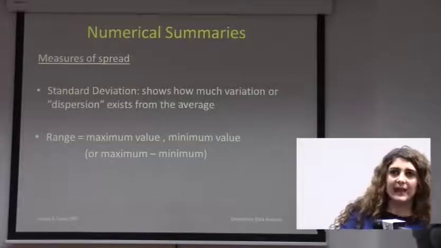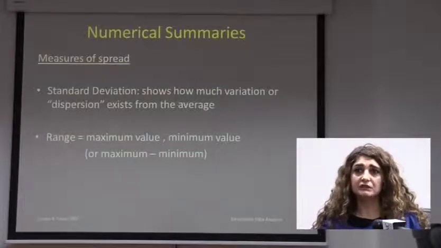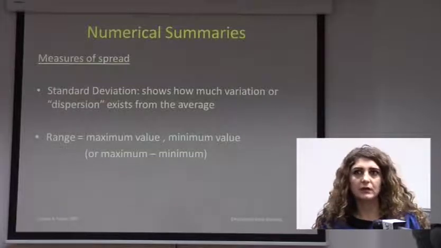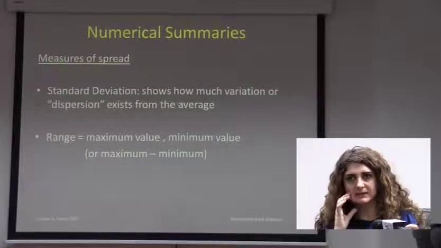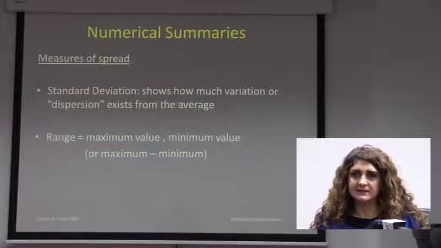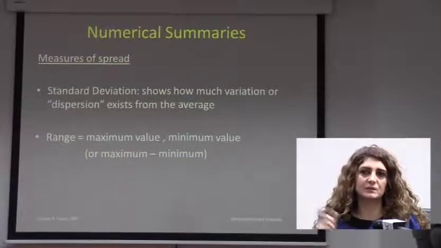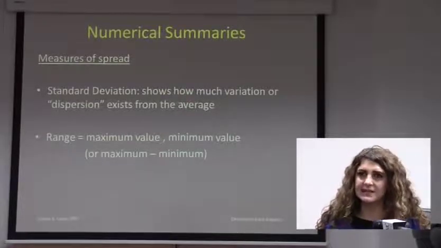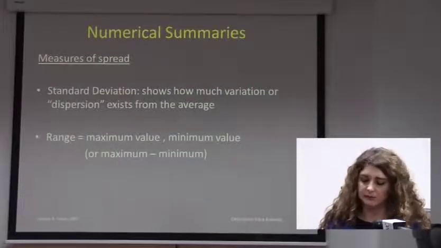Now the measures of spread, the most known measure is the standard deviation. It shows how much variation or dispersion exists from the average. So around the mean, what is the deviation from that mean of my sample? I can also use the range as a measure of spread. It's the maximum value and the minimum value, or sometimes we compute the difference between the two. Now, from the definition of the range, we can see that it is sensitive to extreme values, as the extreme values are going to be either the maximum or the minimum.